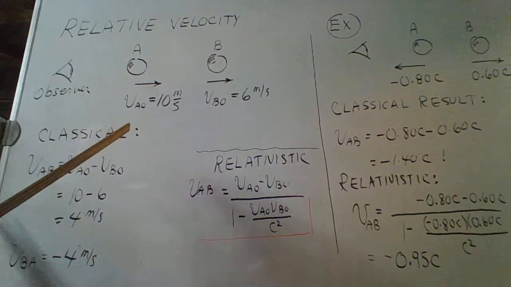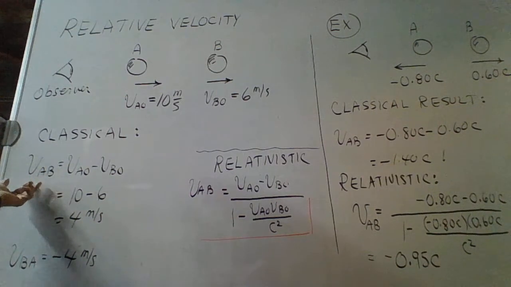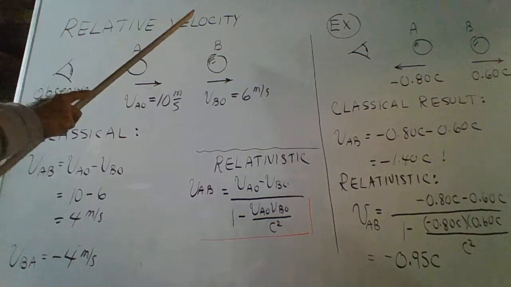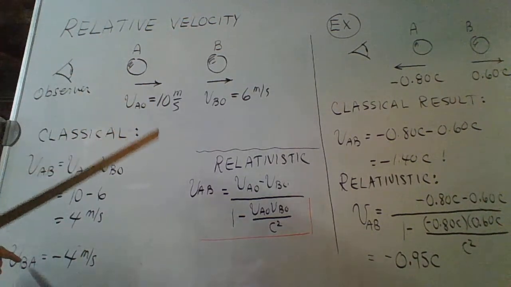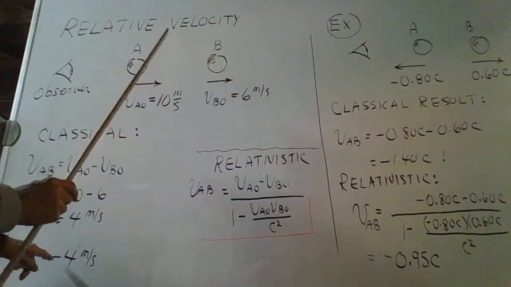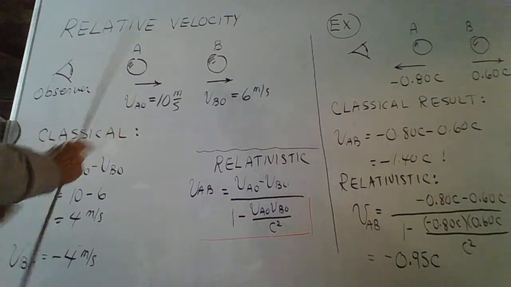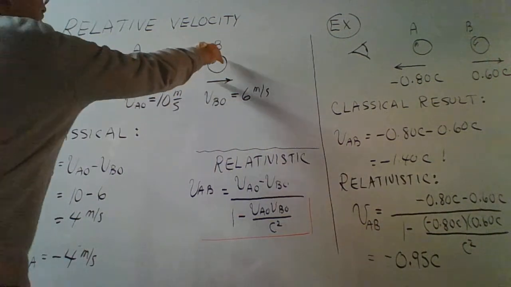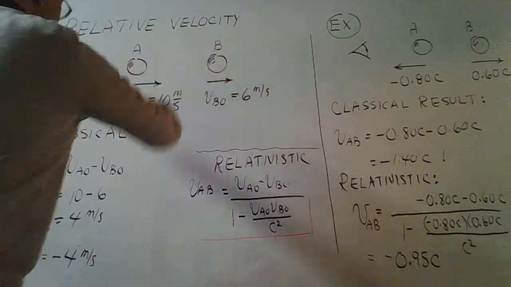And vice versa. If you reverse the order of the subscripts here, we have the velocity of B according to A, which is the negative of that. So this number would say that the velocity of B with respect to A is a negative 4. That means that it's the same as if A is standing still and B is moving to its left at that velocity.